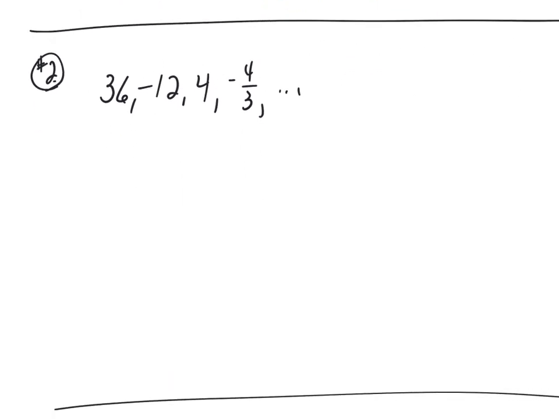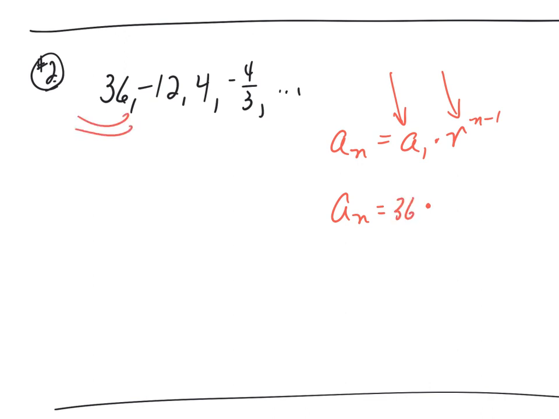Here's another geometric sequence, and what I'm going to have you guys do is find the equation. So I'll start you off with the entire formula, I should say. A sub n equals a1 times r raised to the n minus 1 power. And again, two things. Can you find a1 and can you find r? Well, a1 again is just the first term. There it is. It's 36.